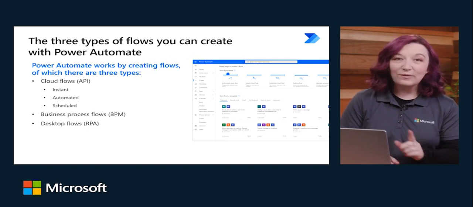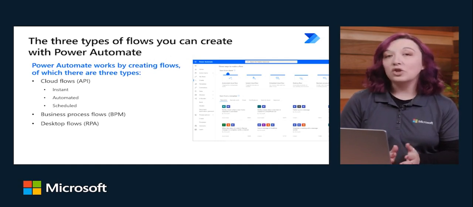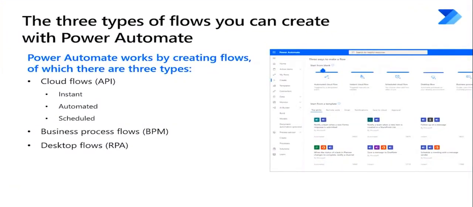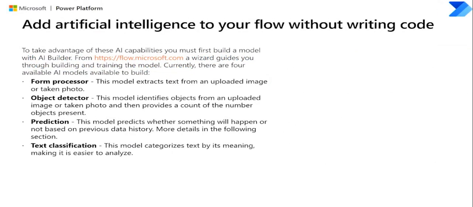You can also add artificial intelligence to your flow with Azure Machine Learning and Cognitive Services. Currently, there are 4 AI models available to build. Form Processor: this model extracts text from an uploaded image or a photo that you might take. Then we have the Object Detector model, which identifies objects from an image and then provides a count of the number of objects present.